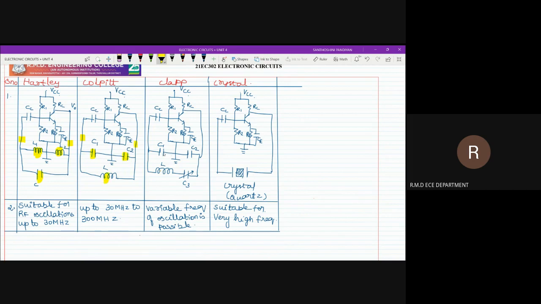Clapp is 90% the same as the Colpitts oscillator. There are two capacitors in the above and then an inductor. Only a new third capacitor has to be introduced in series. Then this is a crystal oscillator, made up of a quartz material.